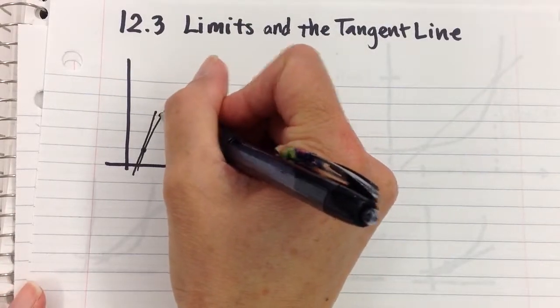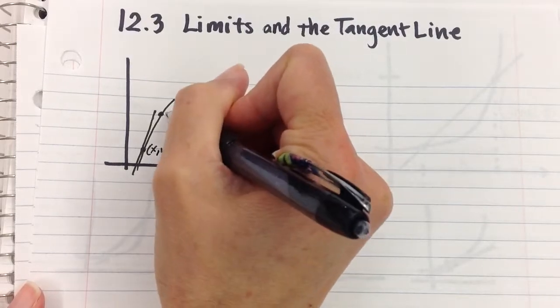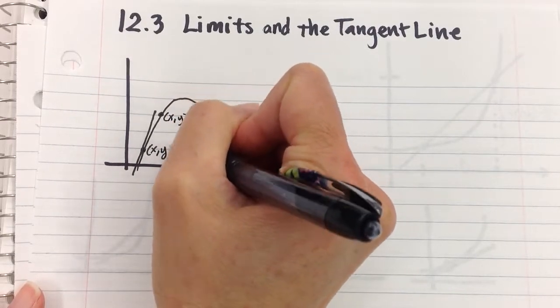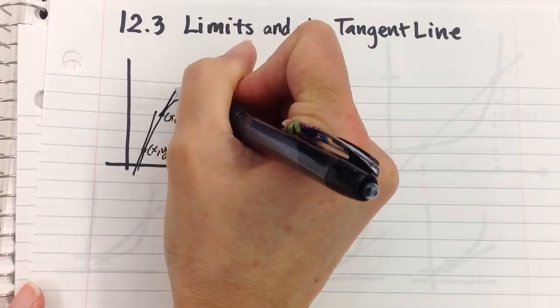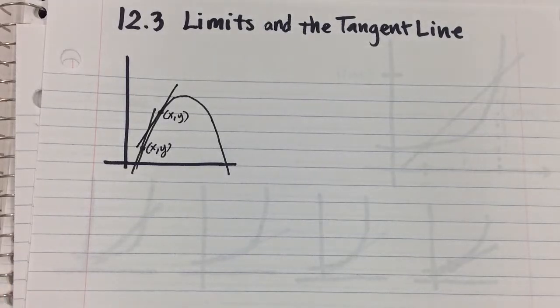And then right here, let me pick another point, and this is just some point xy. I could pick a different xy over here and make a tangent line over here. If I made a tangent line over here, would the slope be the same as the slope of the other line? No, it'd be a little different, right?